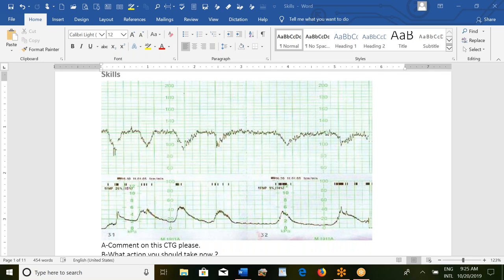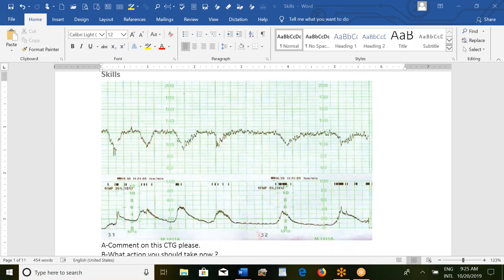So the next question is, what action should you take now? If someone is having a CTG like this, what action should be taken? Yes, okay. So what should we do now? Because this CTG is not a good one. We have some concern here.